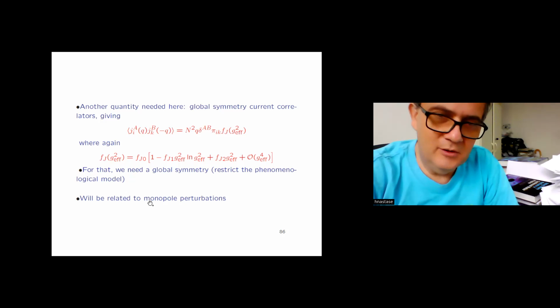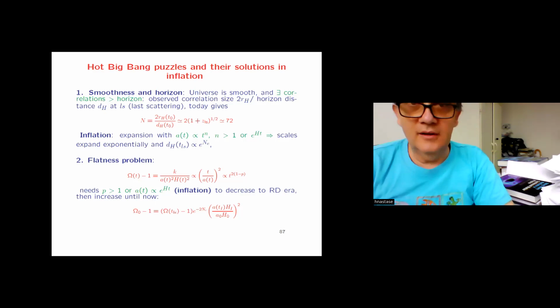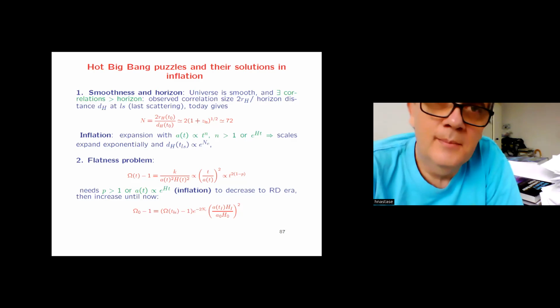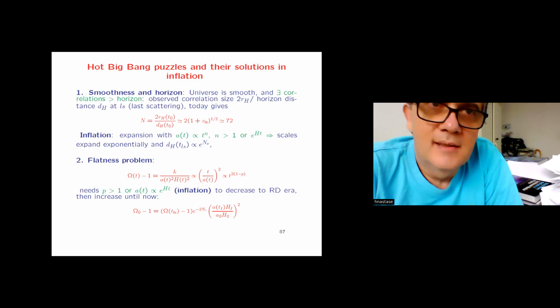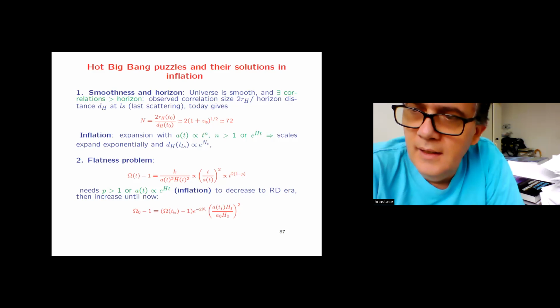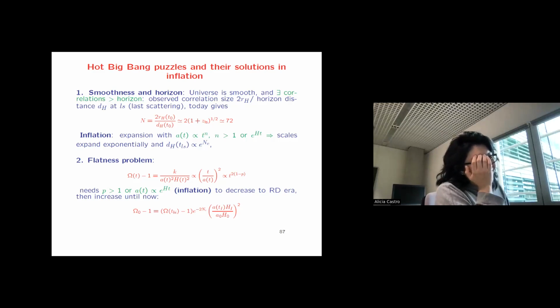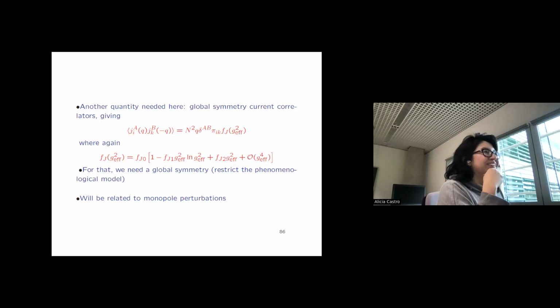This will be related to monopole perturbations that we will describe shortly. So, okay, now let me come to the puzzles of hot Big Bang cosmology. And first, let's see their solution in inflation. Before you go further, could I ask some questions? Sure. Could you go back to slide 82?